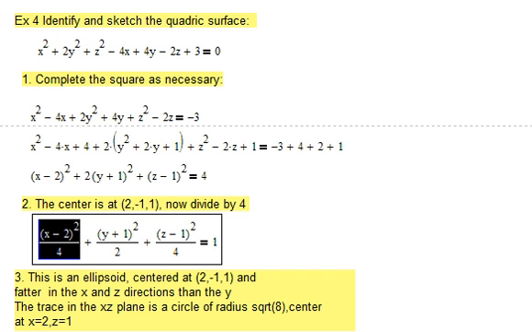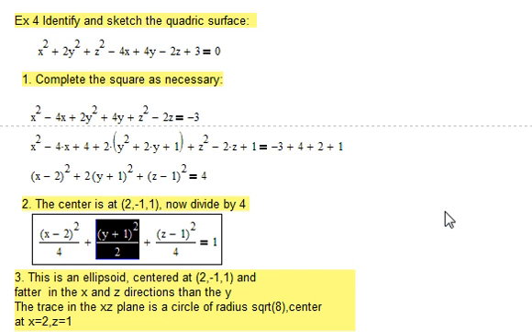Actually, if y equals negative 1, this one would be a circle because this number is the same. But a circle is just a special type of ellipse, so no big deal. This has to be an ellipsoid with the center at 2, negative 1, 1. And fatter in the x and the z directions than in the y direction because of the 2 under that, right, instead of a 4.